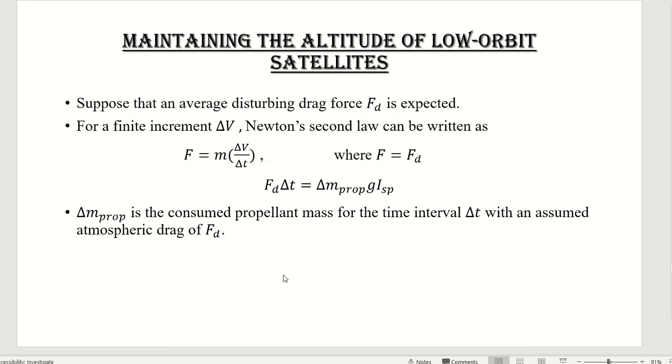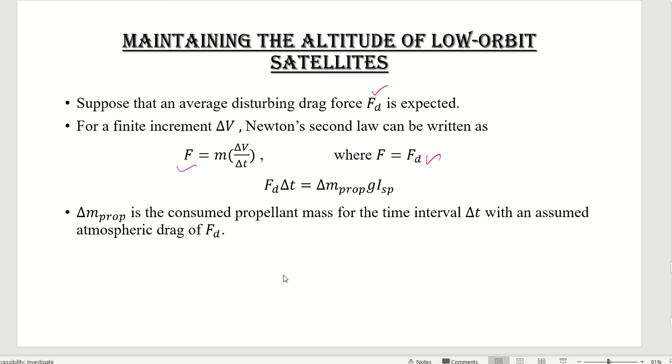So the estimation is like this. Suppose that an average disturbing force Fd is expected over a finite time. For the time being, we will consider the drag force only. For a finite increment delta V, Newton's second law gives F = m a = m delta v / delta t, where F is equal to Fd, the drag force.